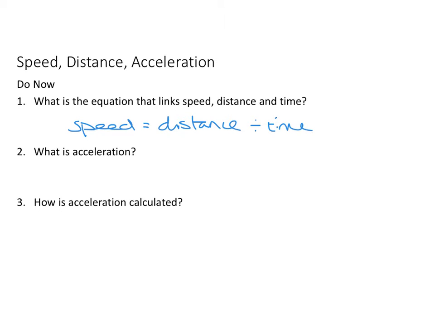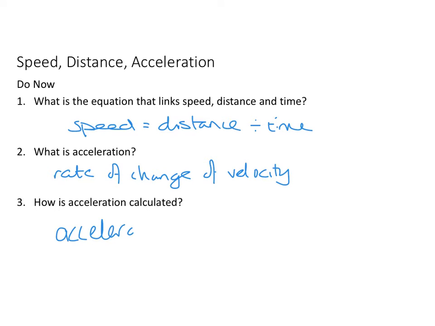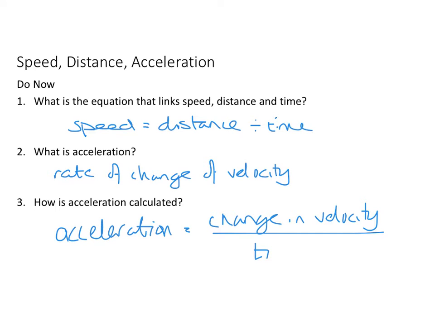What is acceleration? It's the rate of change of velocity. So it's how quickly you can get quicker. How is acceleration calculated? Acceleration equals the change in velocity divided by the time for change. And in a second we'll look at how we can write that as an equation.